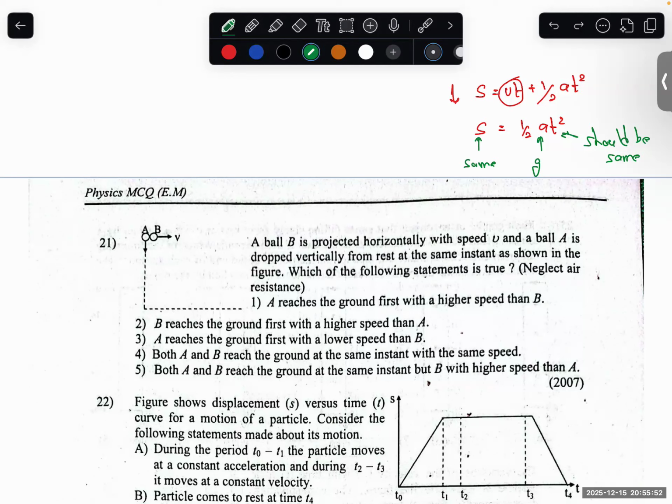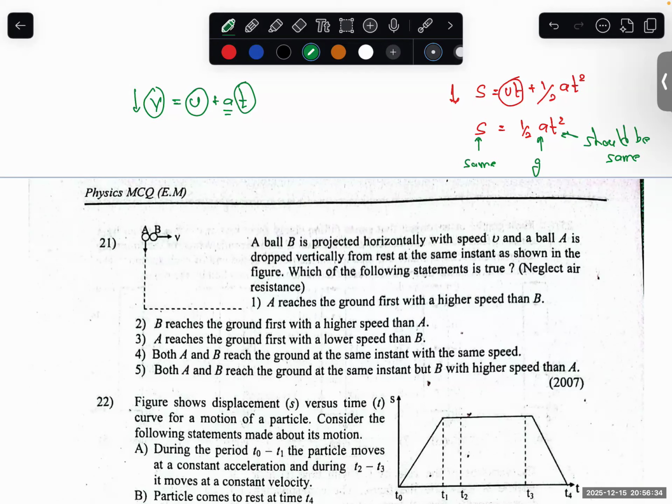So same time. What about the speeds? B has higher speed. Why is that? In the vertical component, both will have the same velocity. Exactly. Good. So vertically, they have the same time for the motion. Initial velocity is 0. So if the time is the same, according to the equation v = u + at, time is the same, initial velocity is 0, a is the same, so both will have the same vertical final velocity. Note it down. They will have the same vertical final velocity.